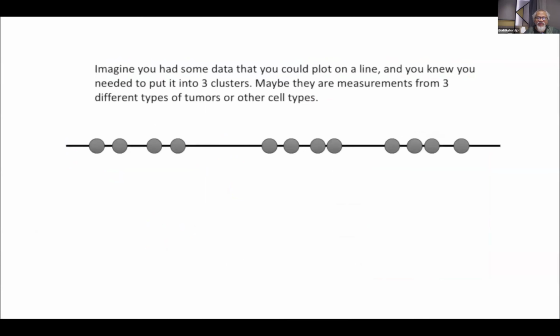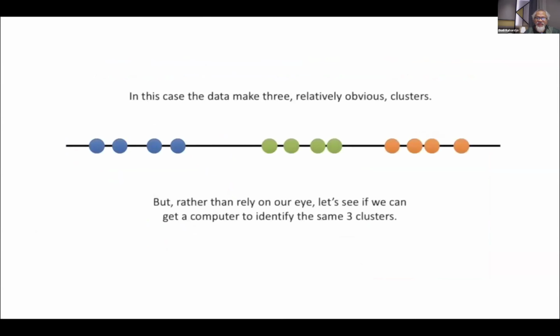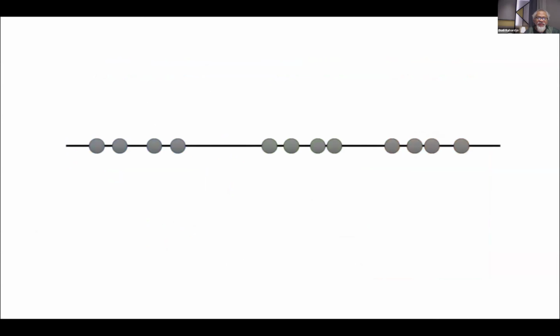Imagine you had some data that you could plot on a line, and you knew you needed to put it into 3 clusters. Maybe they are measurements from 3 different types of tumors or other cell types. In this case, the data make 3 relatively obvious clusters. But rather than rely on our eye, let's see if we can get a computer to identify the same 3 clusters. To do this, we'll use k-means clustering. We'll start with raw data that we haven't yet clustered.